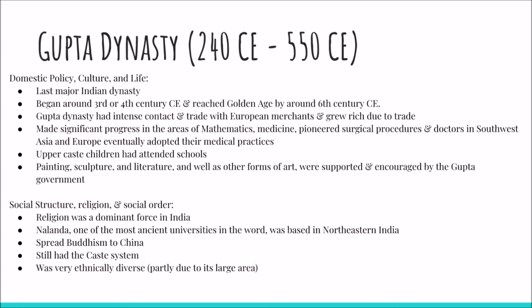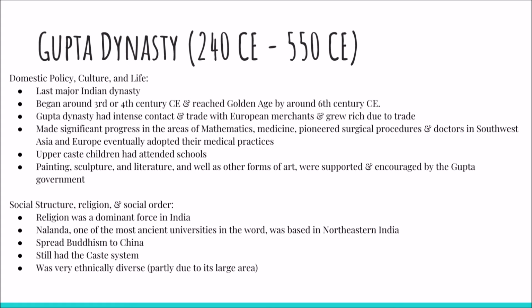The Gupta were known for their significant changes in mathematics and medicine. They pioneered surgical procedures, and doctors in Southwest Asia and Europe eventually adopted their medical practices. Nalanda, one of the most ancient universities in the world, was based in northeastern India. Upper-caste children only attended schools. Painting, sculpture, and literature, as well as other forms of art, were supported by the Gupta government.